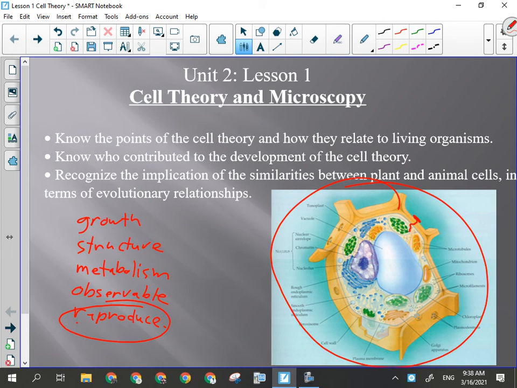Okay, does that sort of make sense? The idea of what classifies something as being truly alive and what doesn't, and a little lesson on how viruses work.